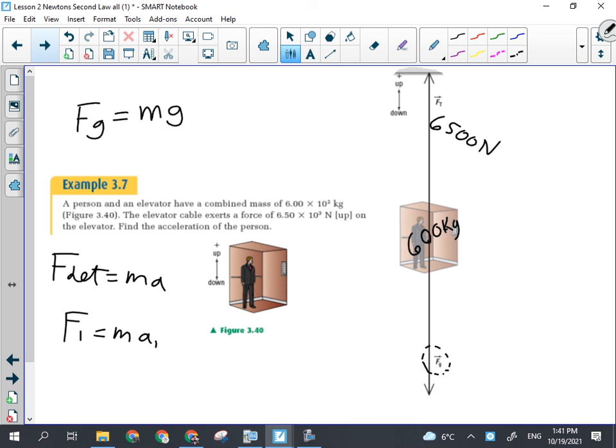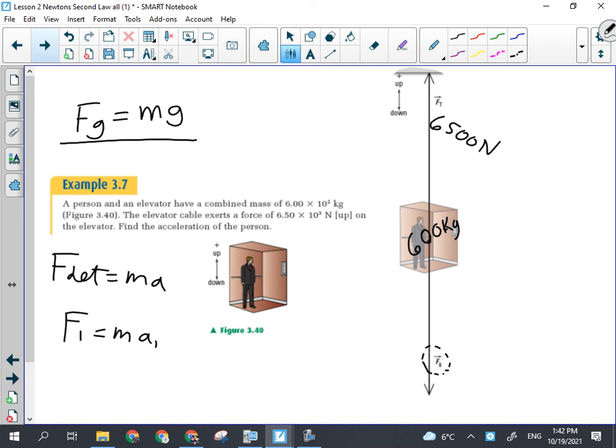So, what force am I missing? If I'm going to find their acceleration, I need to use net force. But in order to get net force, I have to know this force and this force. And this force is gravity, the force that's pulling down on the elevator. Everybody all right with that idea? Gravity is always going to be involved in an object moving vertically. It has to be.